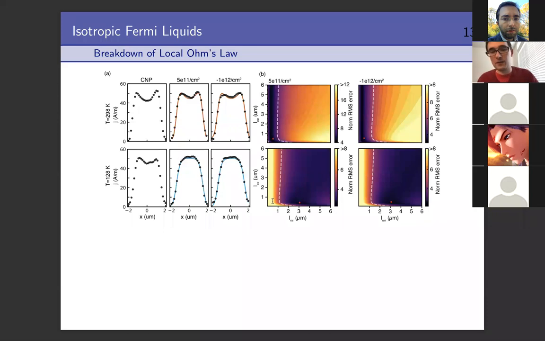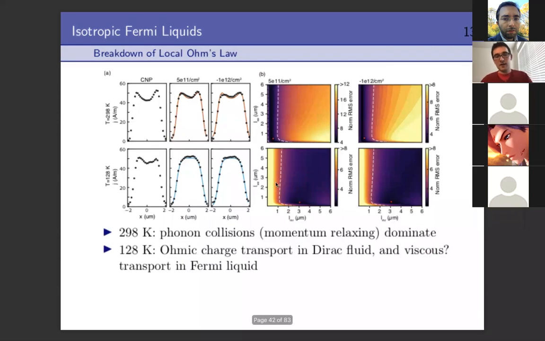And the electron-electron mean free path that we predict is actually compatible with theoretical predictions. It's within 20 or 30% of theoretical predictions. However, due to the uncertainty in the geometry, we can't definitively rule out ballistic flow. So there's this big swath of parameter space that we can't really rule out.